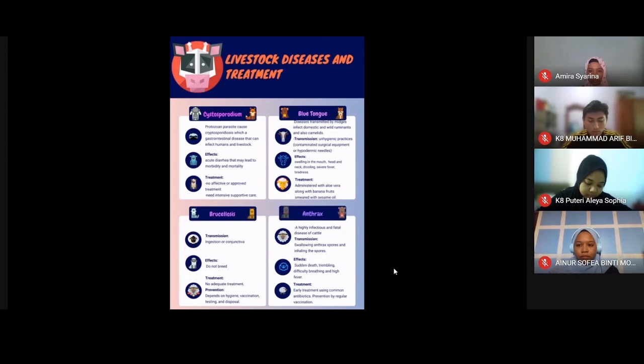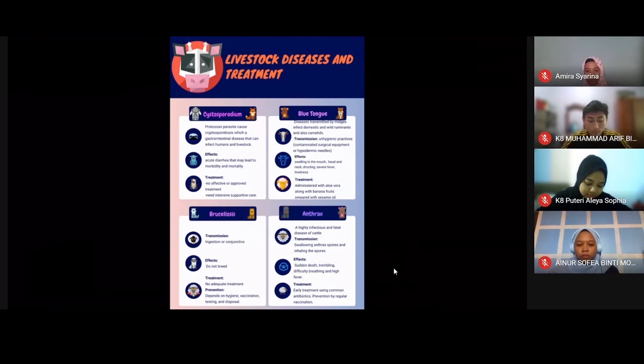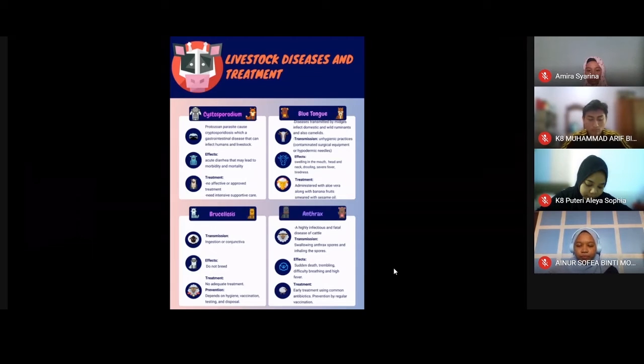Right, for the treatment, for now there is no effective or approved treatment, but there are several preventions to reduce the spread of the disease. One of them, we can have an anti-diarrheal medicine that may help slow down diarrhea. Apart from that, we can provide the livestock with intensive supportive care by providing them with nutritional support to give them energy to fight disease and an adequate amount of nutrients for them to repair their body.